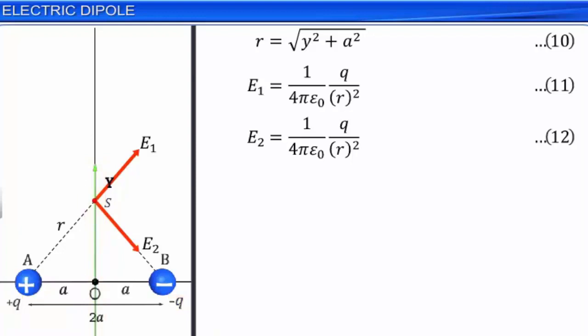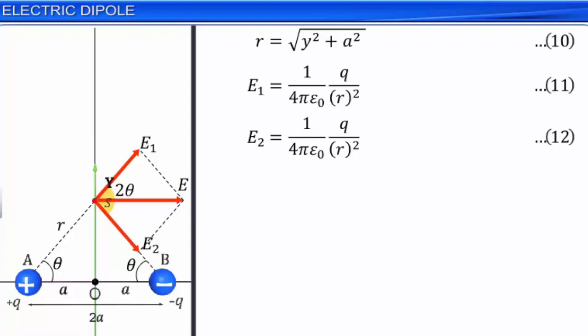Hence, by geometry of the triangle SAB, the angle SAO is equal to the angle SBO. Let this angle be theta. Now the angle E1 S E2 is the exterior angle of the triangle SAB, and hence this angle is equal to 2 theta. The resultant of E1 and E2 is obtained by using the parallelogram rule for vector addition. According to the rule, the resultant of E1 and E2 is obtained by the diagonal of the parallelogram formed by the vectors E1 and E2 as the sides.